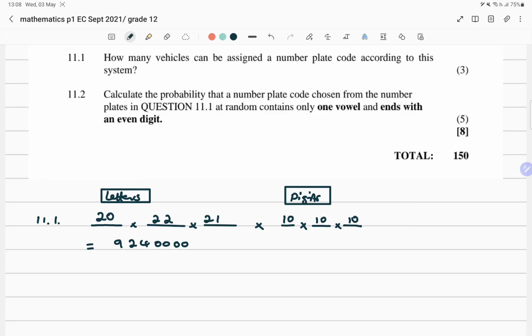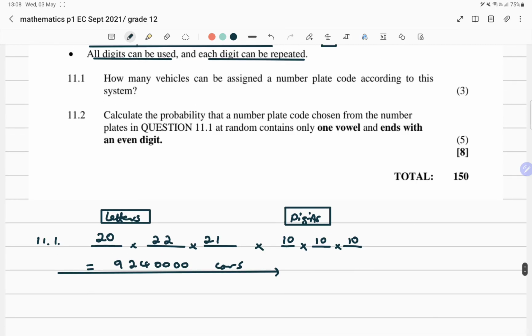Let's see how many: 1, 2, 3, 4, 5, 6, 7. If there's 7 digits, it's a million. So it's 9,240,000. Great. So that is the number of cars that can get a number plate. So this one is an easy one. 3 marks. So I'm sure it's a mark for that, and for the answer.